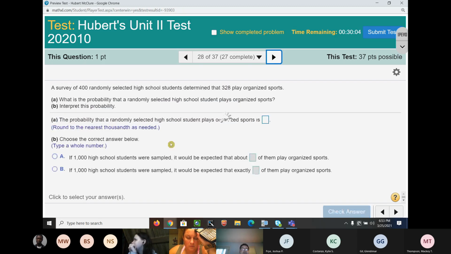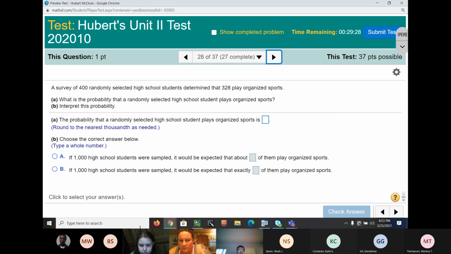Oh. All right. This is another easy one. Please don't make it hard. And I did this one the other day in the virtual office hours. A survey of 400 students determined that 328 play organized sports. There's your probability right there. You always know that the denominator is always the biggest number.